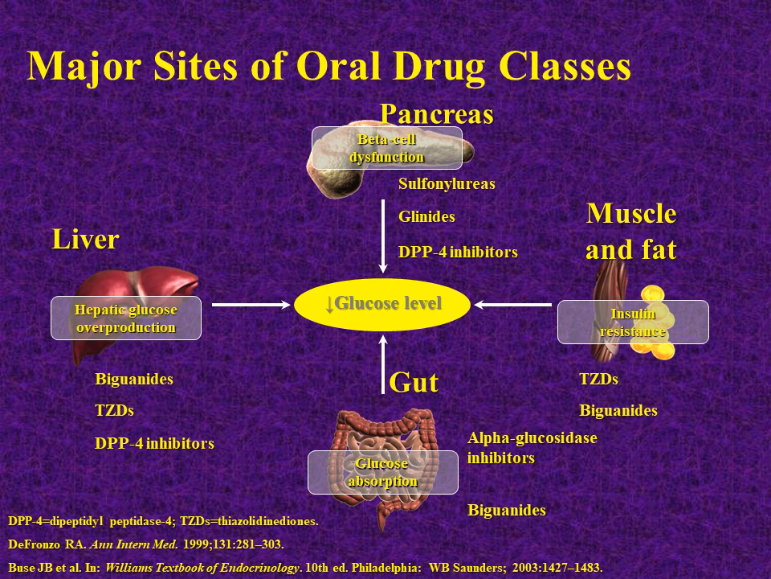In the liver, there is increased hepatic production of glucose. This is affected by the biguanides, thiazolidinediones, and DPP4 inhibitors. All these drugs help to maintain a healthy blood glucose level. So with that, we will move on to the classification of oral antidiabetic drugs.